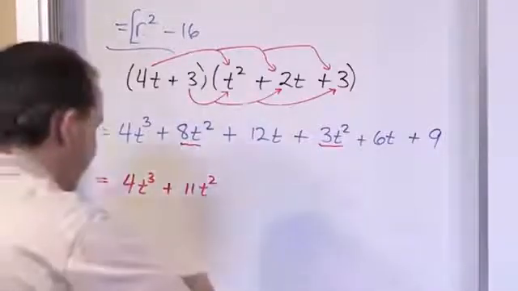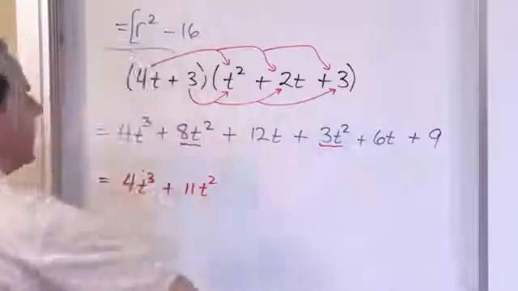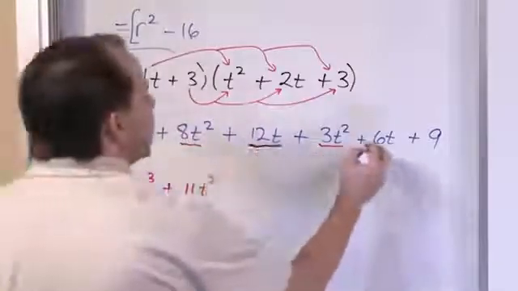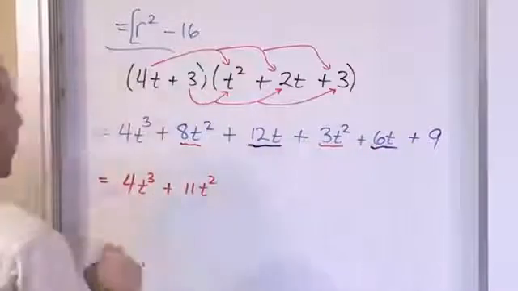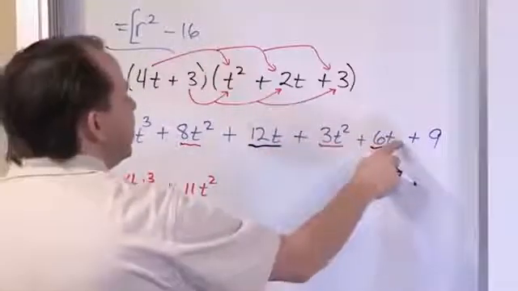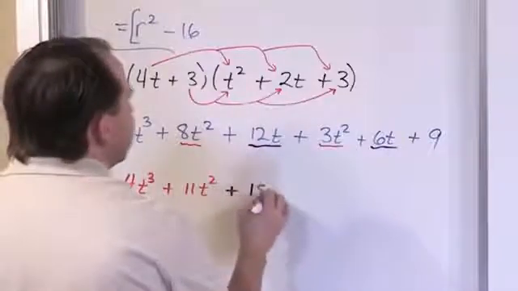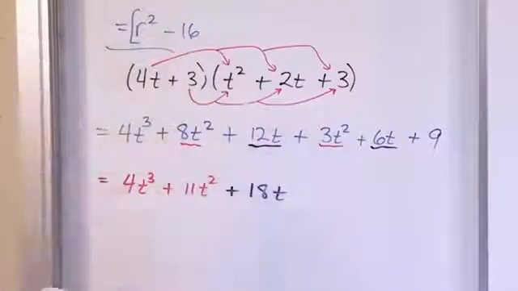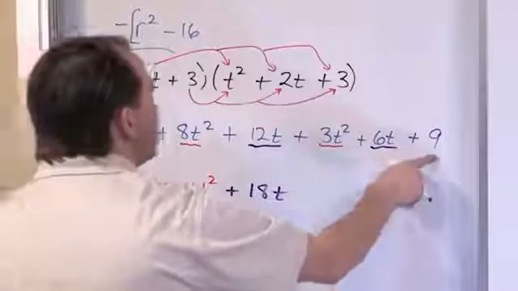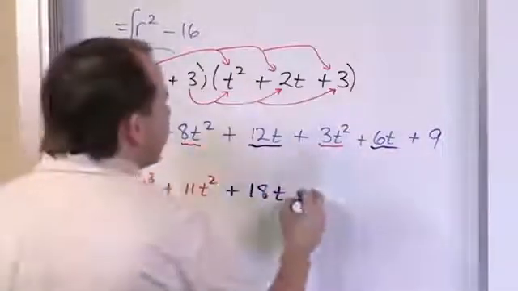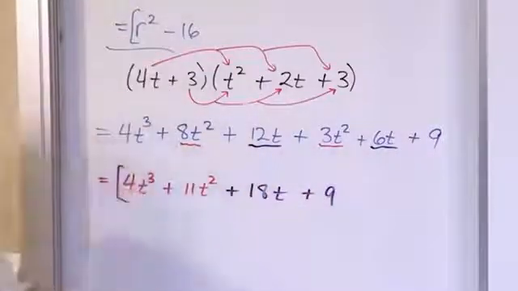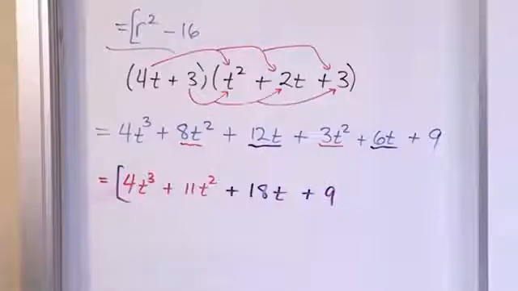And then I look for any other like terms. I have a 12t here and I have a 6t here, right? So these are like terms, t and t. So 12 plus 6 is 18t. Right, so those guys there. And then I just have a number. There are no other numbers here, so I just have plus 9 at the end. So the final answer is 4t cubed plus 11t squared plus 18t plus 9.